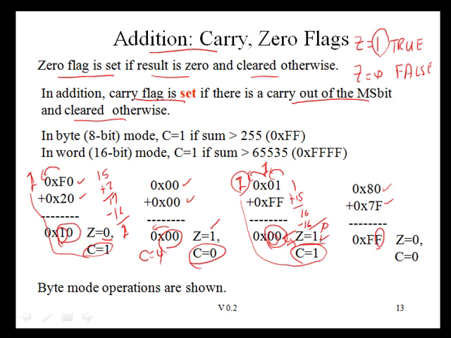Let's add 80 plus 7F. 0 plus 15 is going to be 15. 8 plus 7 is 15. There is no carry out. The carry is a 0, so that means the carry flag is cleared to 0. These 8 bits here are not 0, so the zero flag is false.